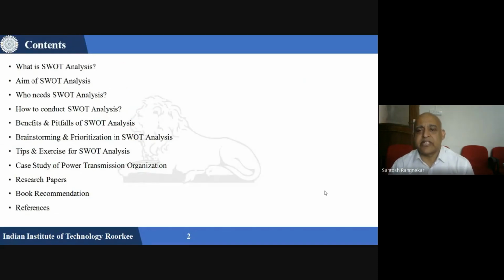In this particular session, we will talk about what the SWOT analysis is, the aim of SWOT analysis, who needs the SWOT analysis, how to conduct the SWOT analysis, benefits and pitfalls of the SWOT analysis, brainstorming and prioritization in SWOT analysis, tips and exercises for the SWOT analysis, and a case study of a power transmission organization. Then I will also refer to certain research papers on this and book recommendations and references, which is always a part of my lecture.